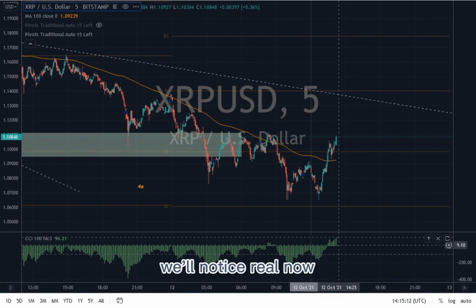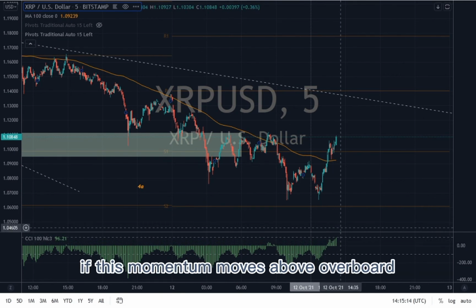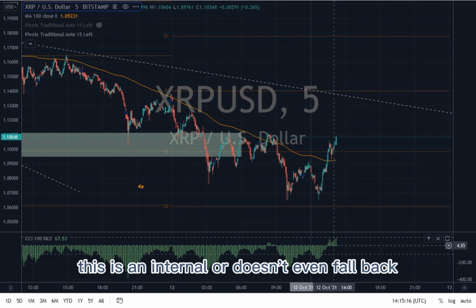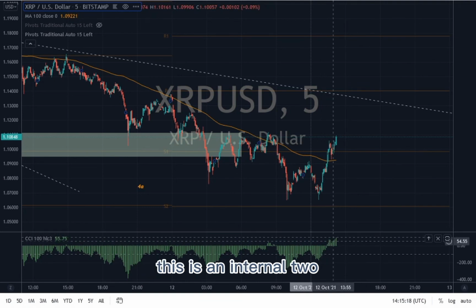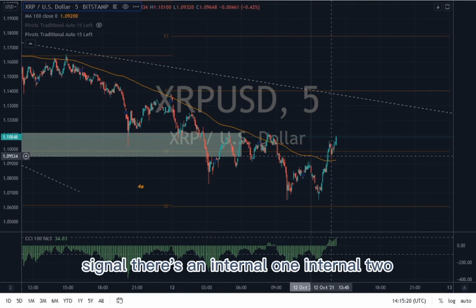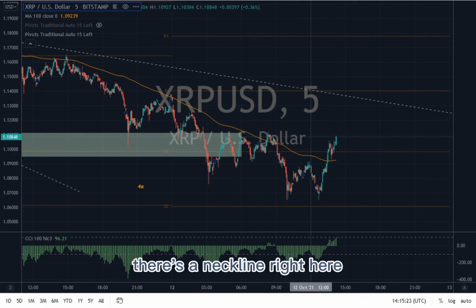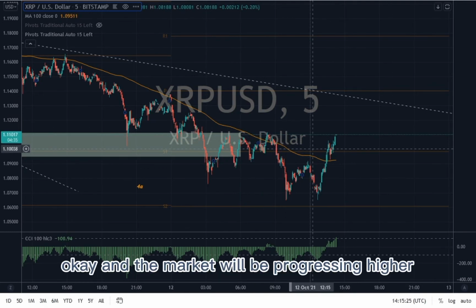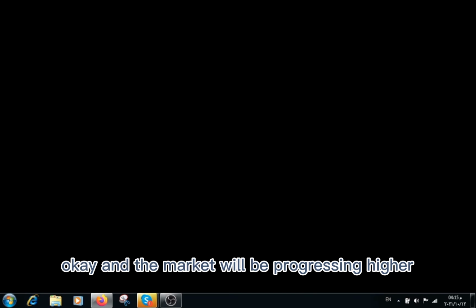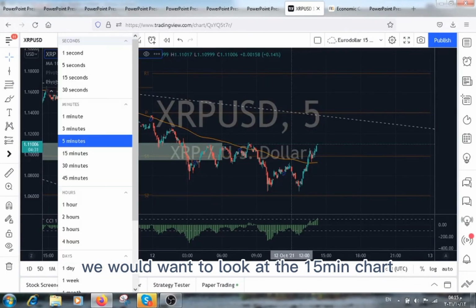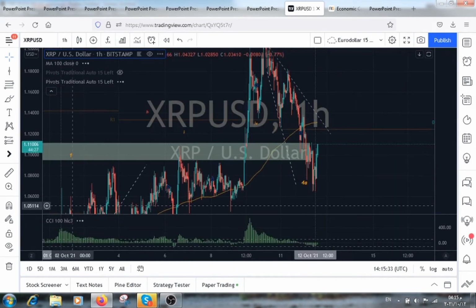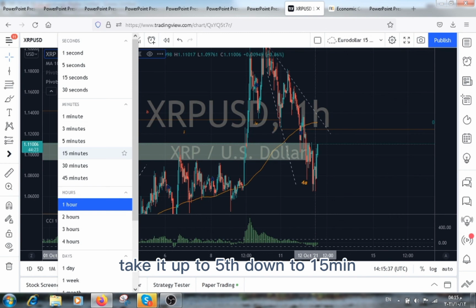We know the drill now. If this momentum moves above overbought, falls back, or doesn't even fall back, this is an internal 2 signal. There's an internal 1, internal 2, there's a neckline right here. Okay, and the market will be progressing higher. We would want to look at the 15-minute chart to be able to evaluate wave 1. So in the 15, this is 1 hour, sorry, take it down to 15 minutes.